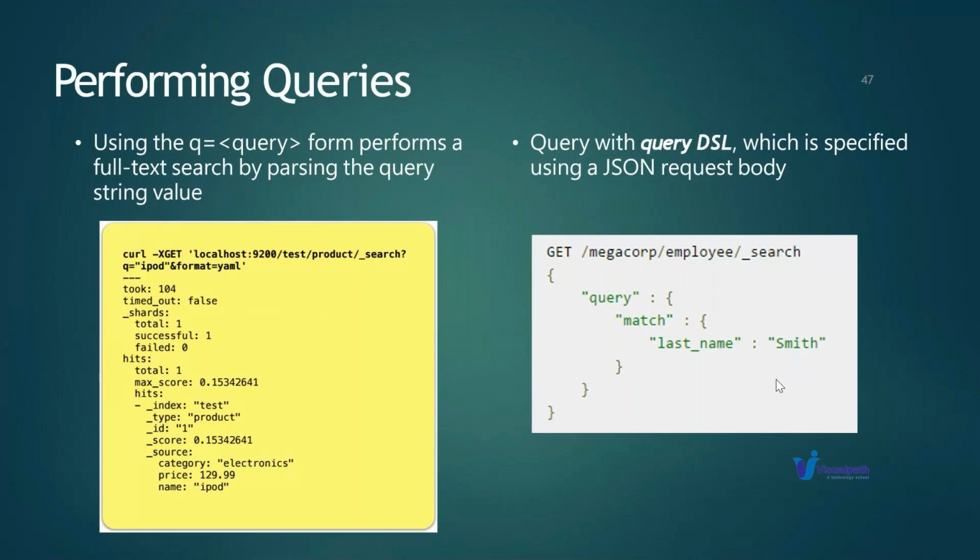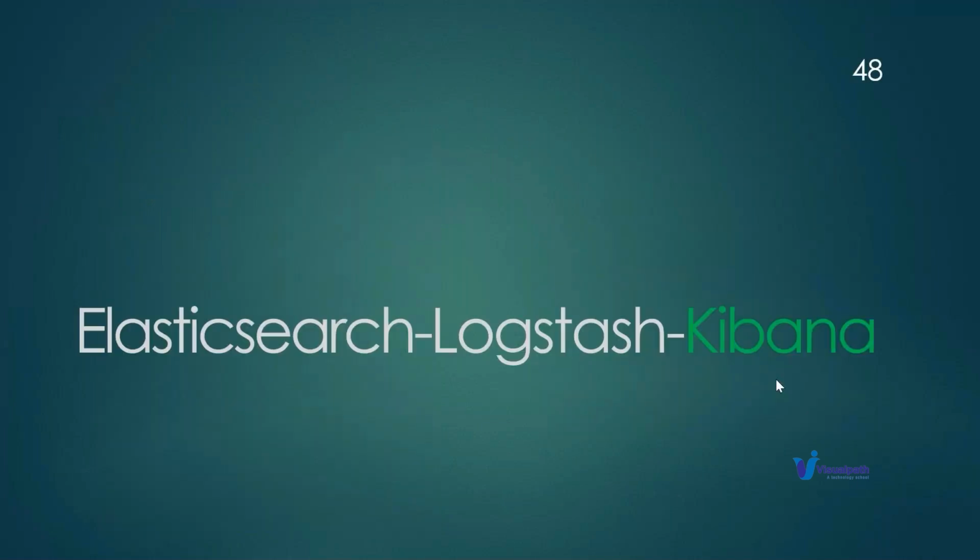So this is a curl command in which you are searching data according to the iPod, and the format is YML. It will give the data in this structure, which I've explained in Logstash also. It stores the data in this format. Other than that, you can use Query DSL also, which is a JSON request body. You can use the get command to search the data according to the requirement.